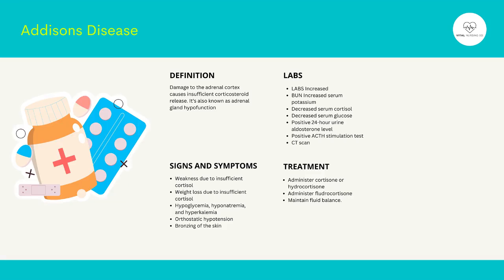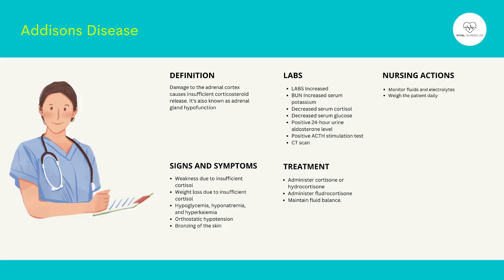Okay, let's move on and learn about treatments for Addison's disease. Administer cortisone or hydrocortisone to replace cortisol. Administer fludrocortisone to regulate sodium and potassium balance. And of course, maintain fluid balance. Excellent. Now let's move on to nursing actions.